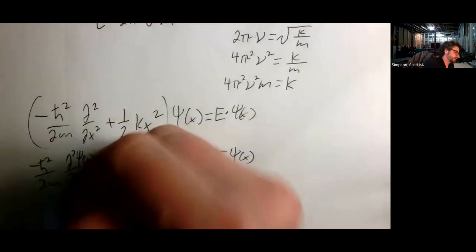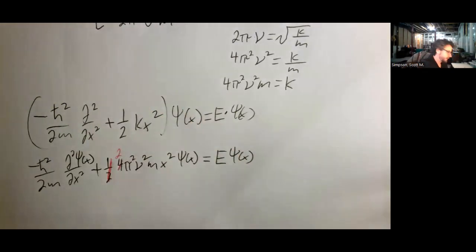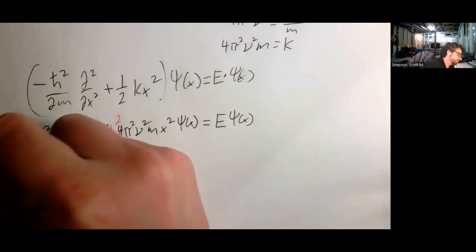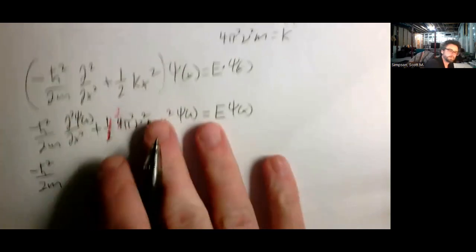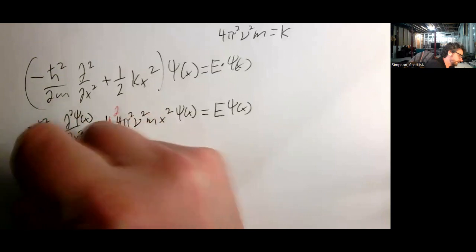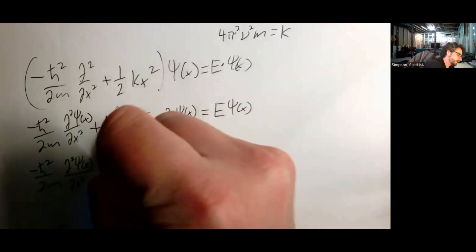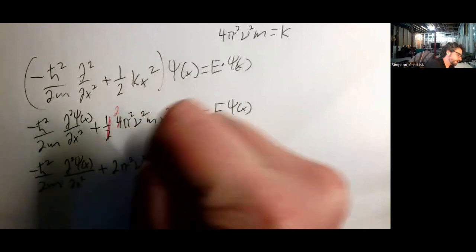Here we can see that this will end up canceling out to be a 2, and we'll leave it that way. So when everything's cleaned up, we get the following expression for our Schrodinger equation.